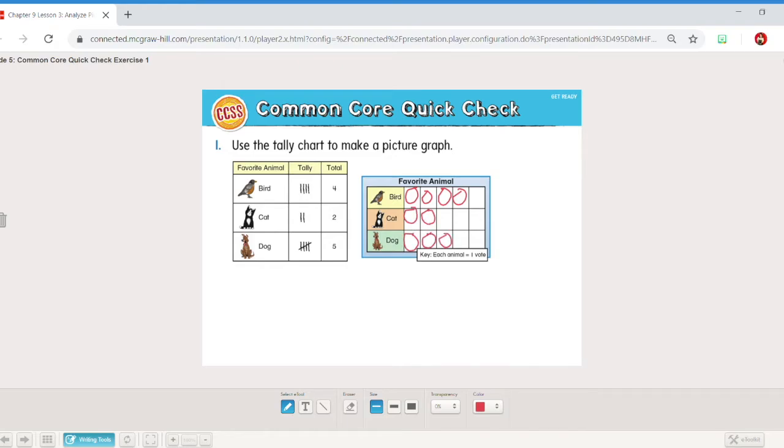Also, thank you for bearing with my sniffles that I have here. All right, so we made our graph. Easy peasy. That's all you have to do.